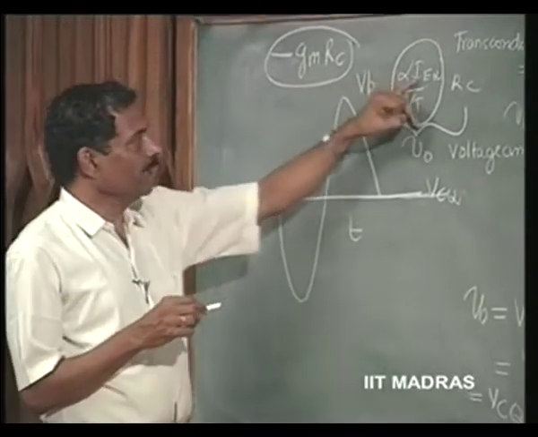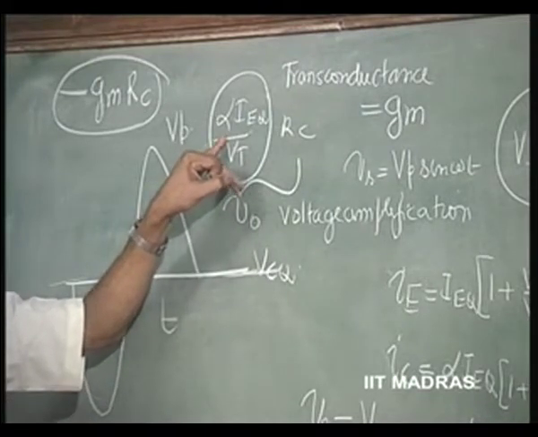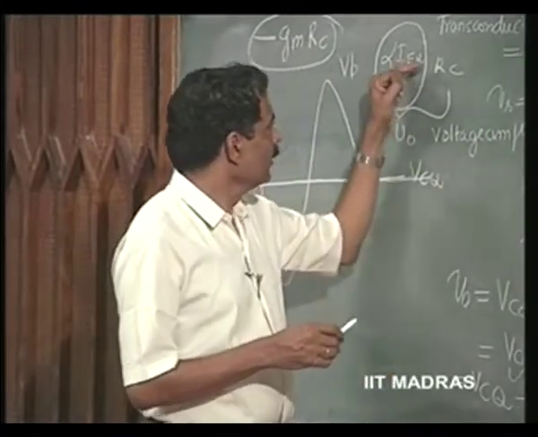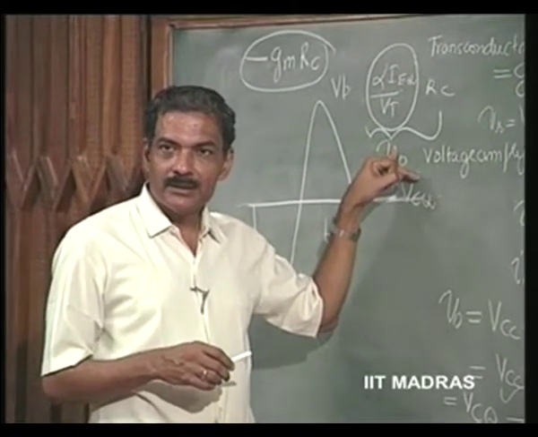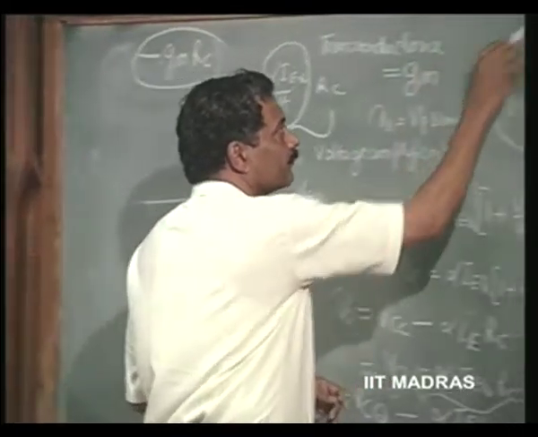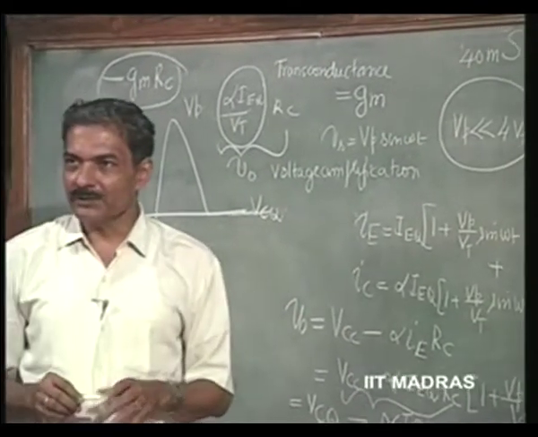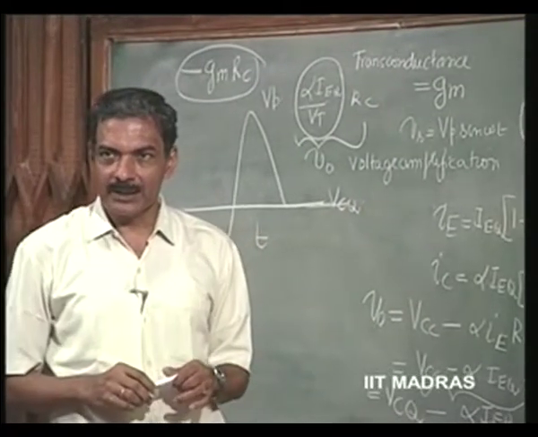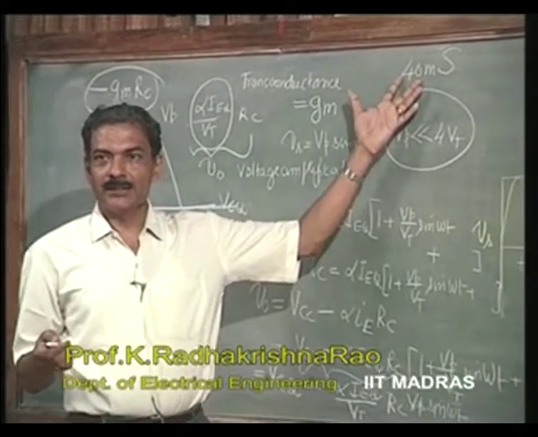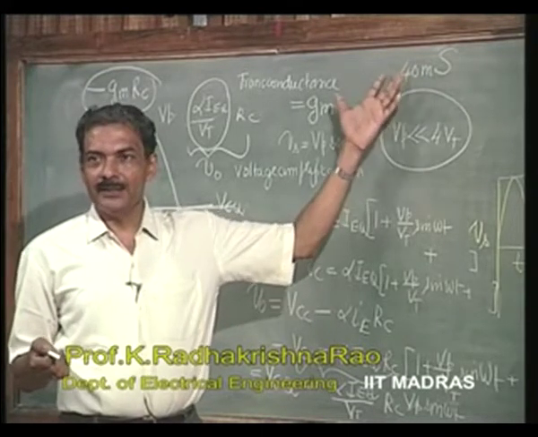So, 1 milliampere divided by 26 millivolts, alpha is very nearly equal to 1. So, which is about 1 by 25 we will take. So, 40 millisiemens. Instead of calling it millimhos, we will call it millisiemens. So, for higher current, for example, if it is 2 milliamperes, it will be 80 millisiemens.